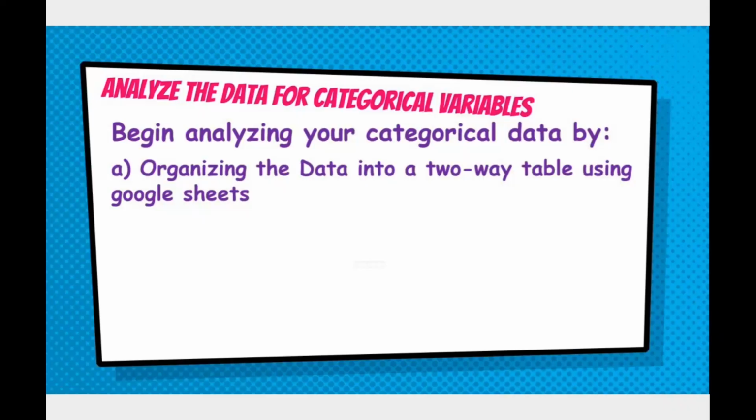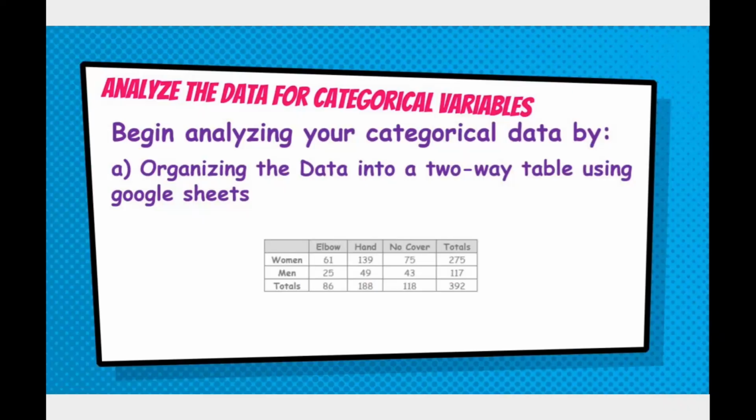First of all, we want to organize the data into a two-way table. We did this back in Unit 8. You guys have practice with that. So you're going to have a big list of a bunch of stuff. We need to organize that and put that into a two-way table.